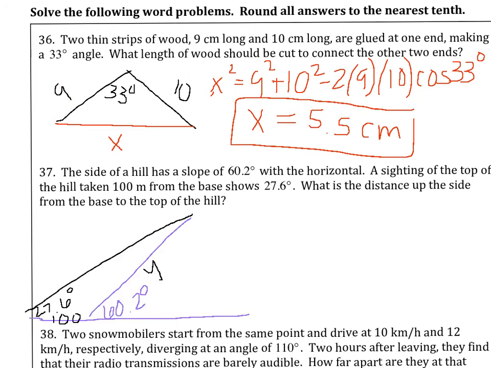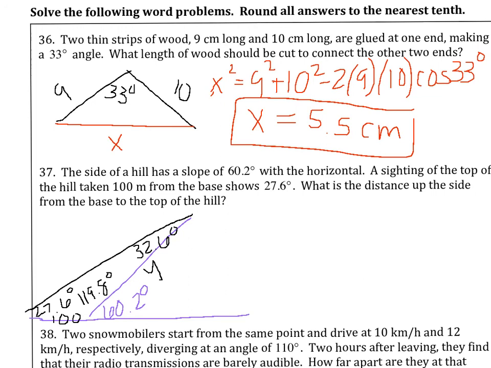So 37, I went ahead and drew it. We have a hill here that has a slope of 60.2 degrees with the horizon. And then a siding at the top of the hill has an angle of elevation of 27.6. So that's 100 feet, and we need to find this side. So I'm going to use the fact that these two form a linear pair. So that angle right there is 119.8 degrees. Then, if I know those two angles, I can add those and subtract from 180 to find this third angle of the triangle. And I get 32.6 degrees.